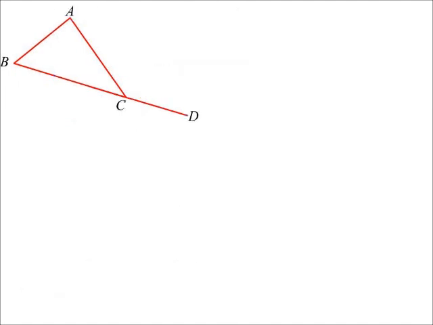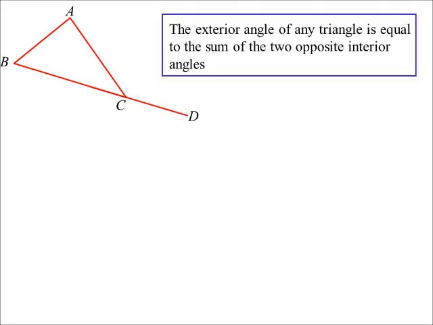The often forgotten theorem about triangles, and that is the exterior angle of any triangle is equal to the sum of the two opposite interior angles. A lot of people waste time by forgetting this because they end up doing an angle sum of a triangle and then go, oh look, angles on a straight line. But that's why we have this theorem, to save doing that. So angle ACD would be the same as adding angle A and angle B together. That's the exterior angle of a triangle.